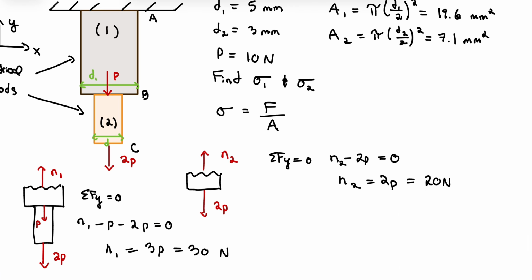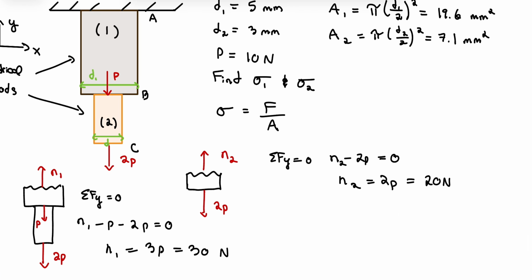So let's start with rod 1. We'll say our normal stress in rod 1 is going to be our normal force 1 divided by area 1. And using what we know, that's really just going to be 30 divided by our area 1, which is 19.6, which gives us a stress of 1.53 megapascals.